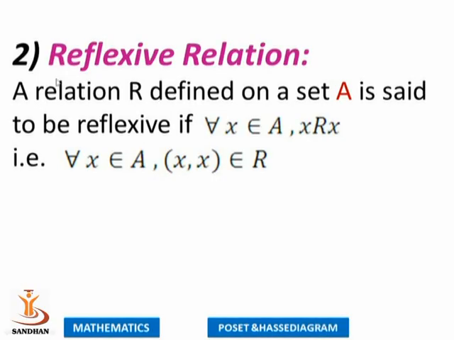The reflexive relation is a relation defined on set A which contains all the ordered pairs which have both elements the same. That is, for every x belonging to A, x is related to x, that is (x, x) belongs to R. We have an example here.